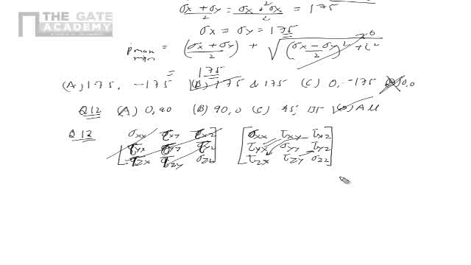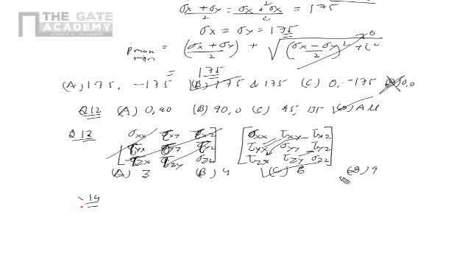Now let's see the options. Option A is 3, option B is 4, option C is 6, and option D is 9. So option C is the right option. Now question number 14.